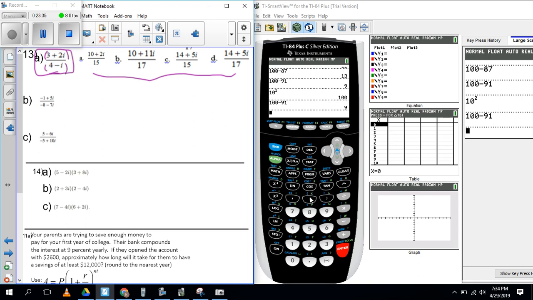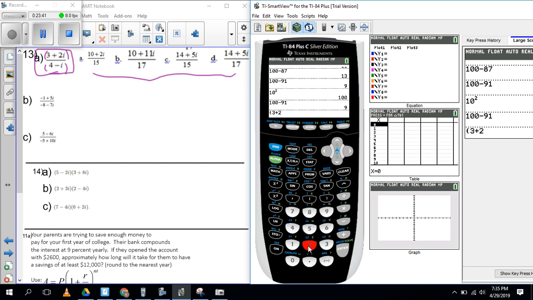So we do parentheses 3 plus 2. And remember, we need that I. So we hit the second key and this little period. It brings up the I. Close your parentheses. We're going to hit the divide key. Parentheses 4 minus, we need the I again, so second period.